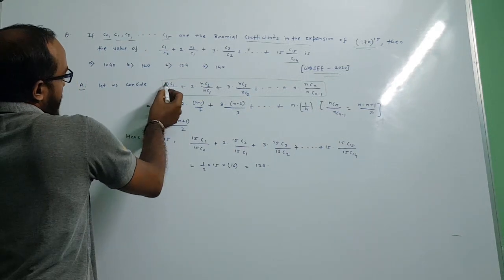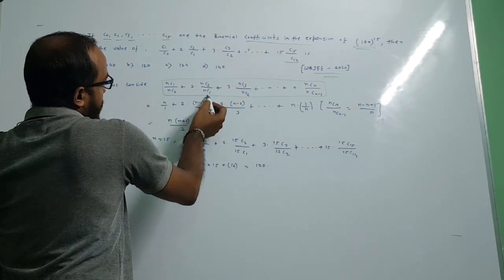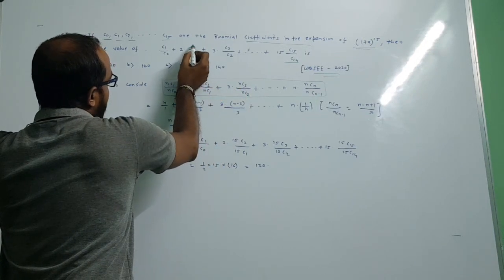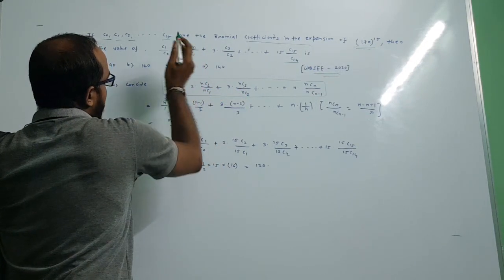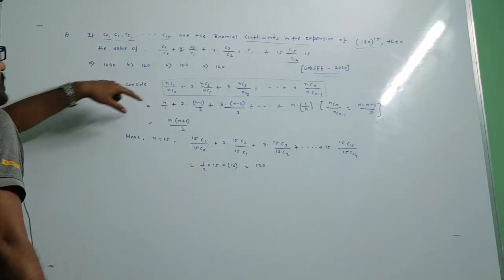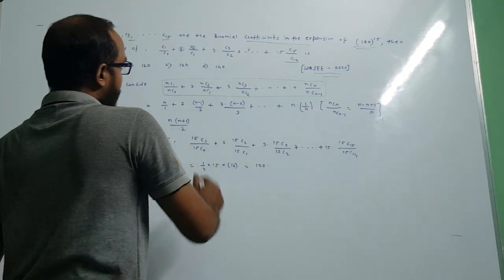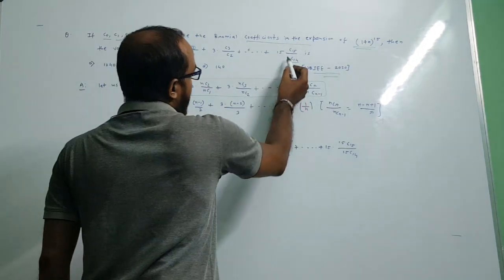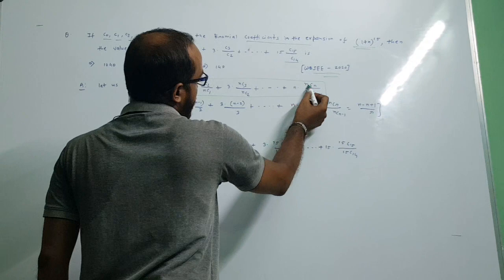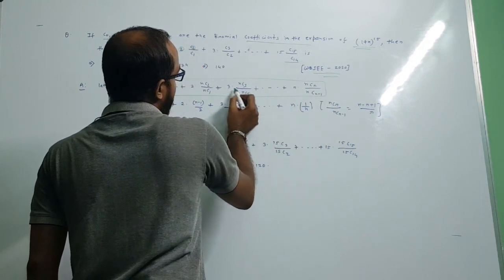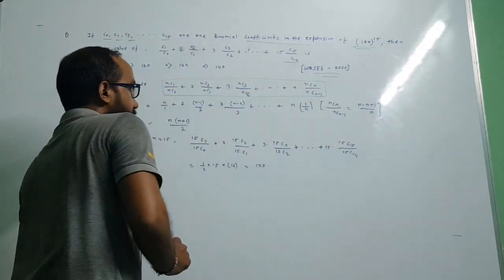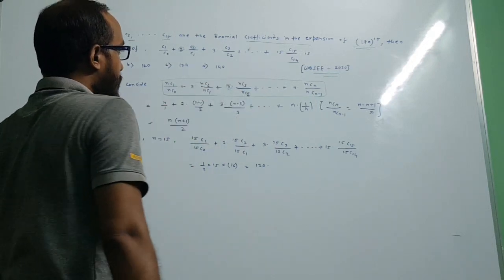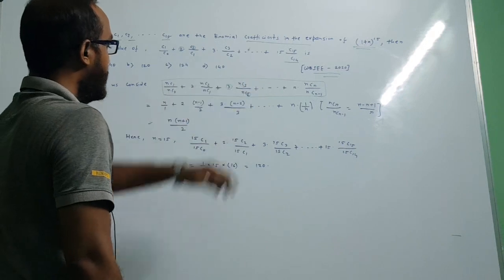So let us see nC1 by nC0 plus 2 into nC2 by nC1, 3 into nC3 by nC2, because we can see that whatever is in the suffix here, that term is outside with multiplication. And in the last we can say that n into nCn by nC(n minus 1), because the suffix is 1 less than this, so n minus 1.